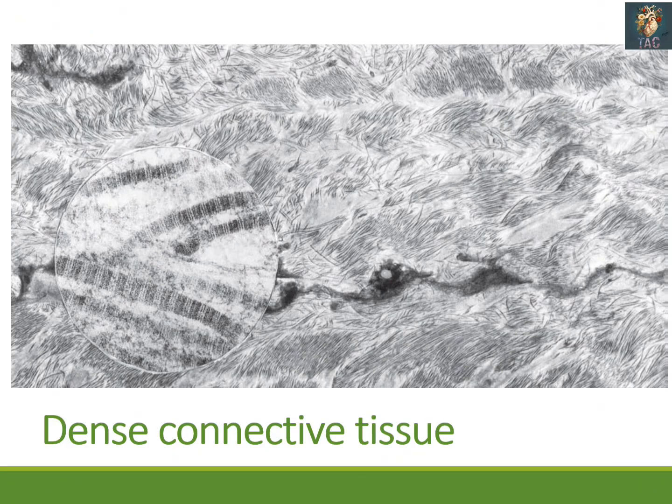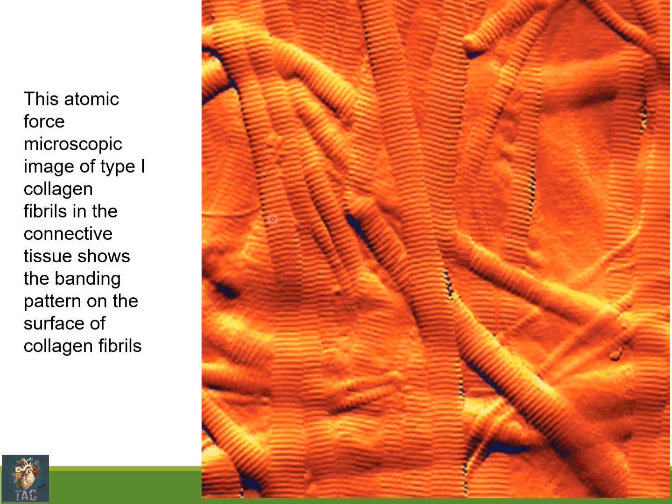This is again the electron microscopic picture of the dense irregular connective tissue, in which you can see the densely packed array of collagen fibers. This inset shows a further higher magnification of the electron micrograph, in which you can see the banding pattern and longitudinally arranged collagen fibers. Then this is the atomic force microscopic image of type 1 collagen fibers, in which you can also appreciate the banding pattern.